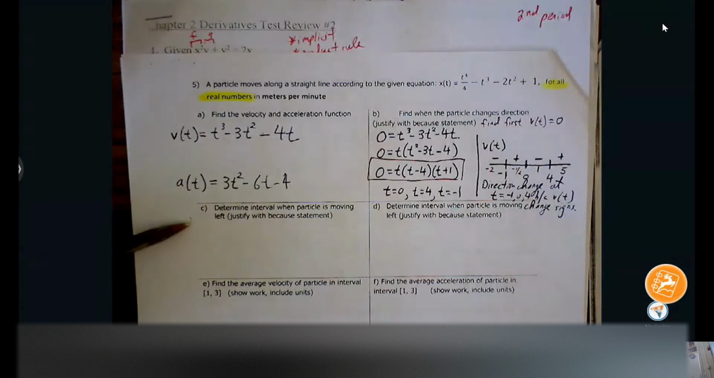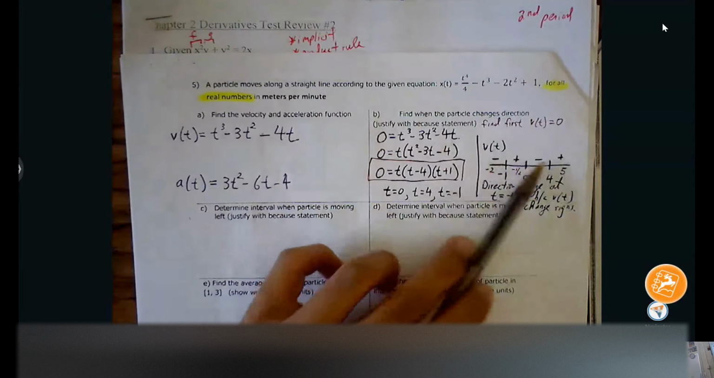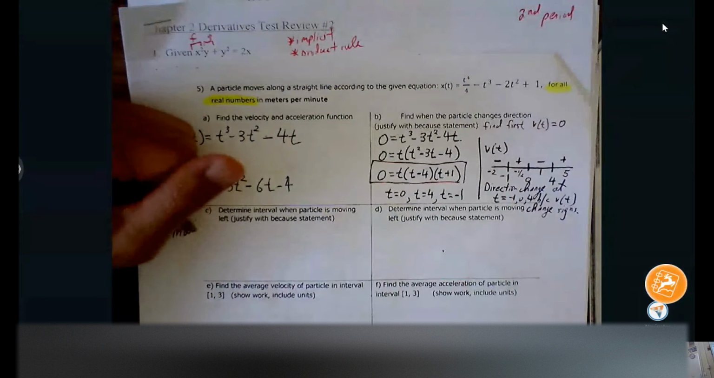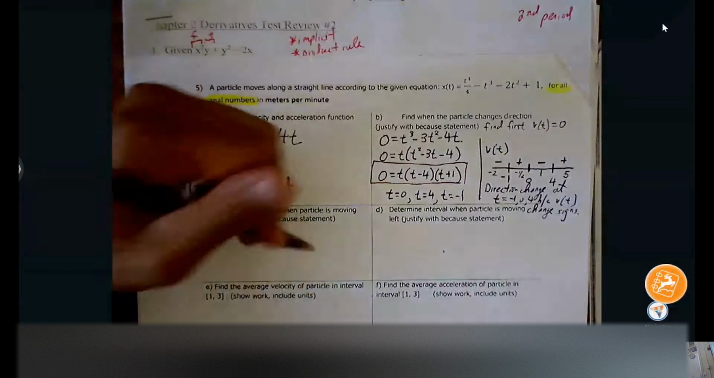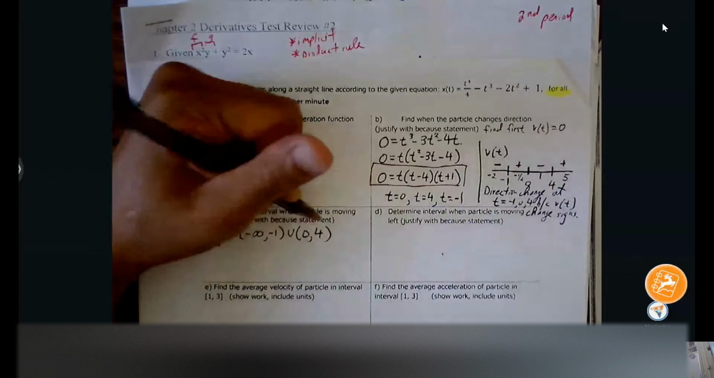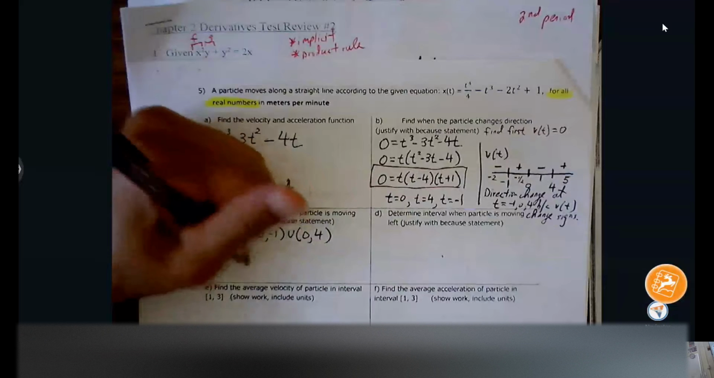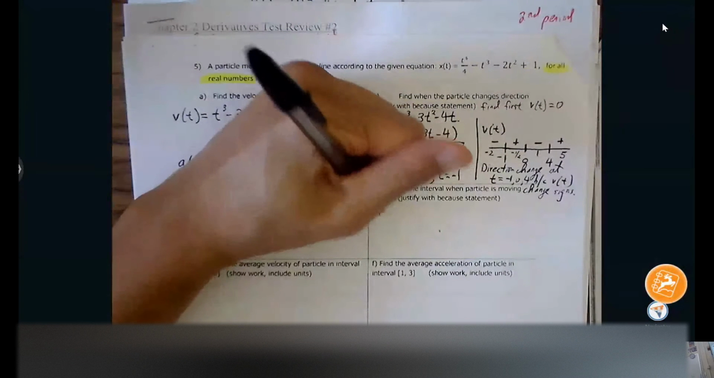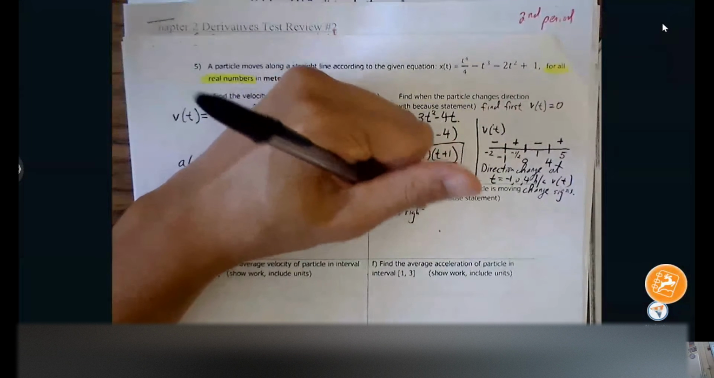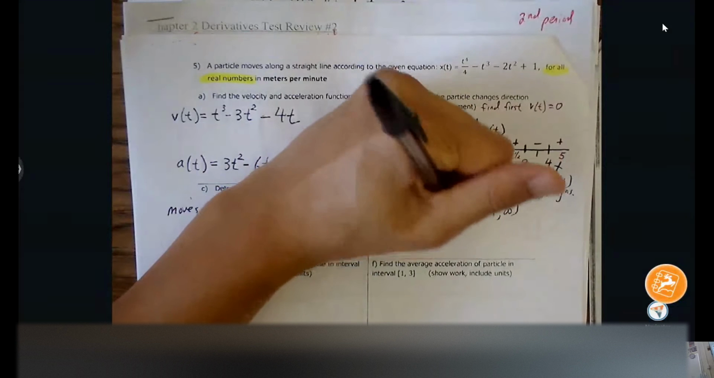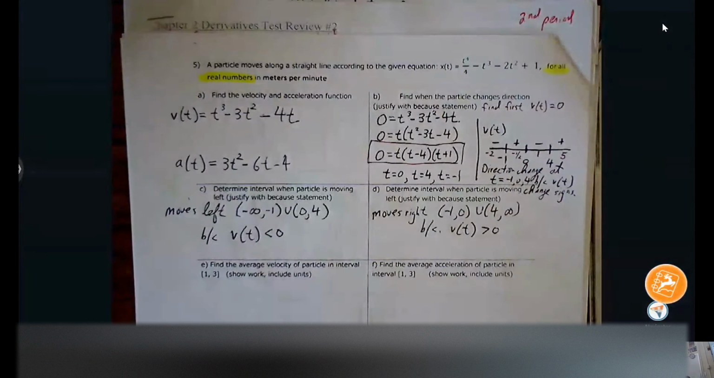Okay, part C. Determine intervals when moving left and intervals moving right for D and justify with answers. Okay, moves right. All right, so take a look. Any questions here? No?